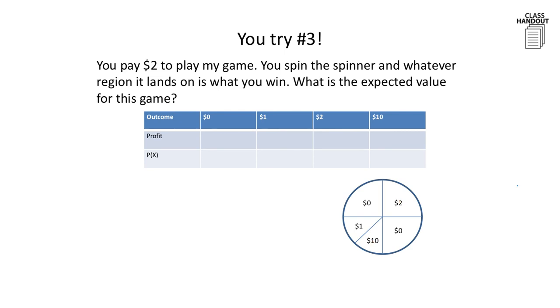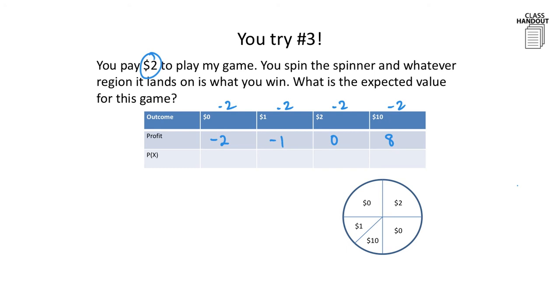So in terms of the profit, well, you get whatever you land on. However, we do have to take into account that we are paying $2 to play. So we're going to subtract that from each of these amounts. So if you land on the 0, you're actually going to lose $2. If you land on the 1, you get $1 back that you paid, but you're still going to end up losing 1 since you paid $2 to play. If you land on the 2, your profit's actually going to be 0. You break even. And if you land on the 10, your profit is going to be 8.